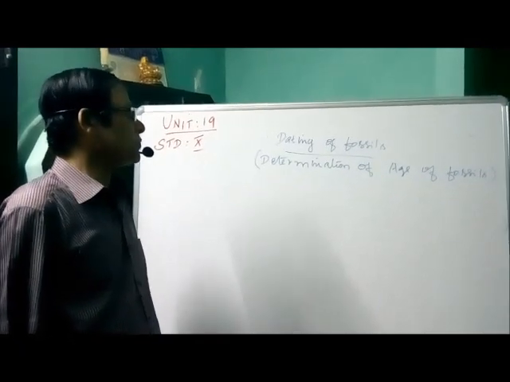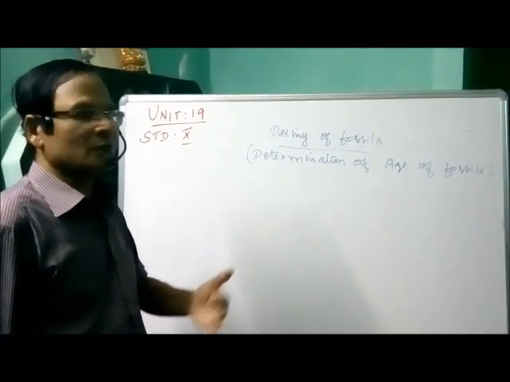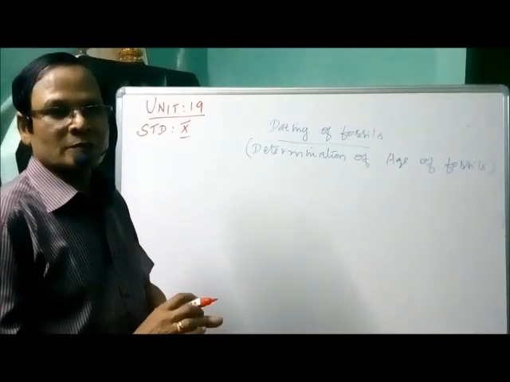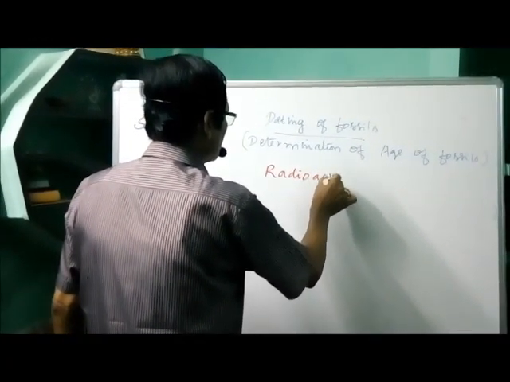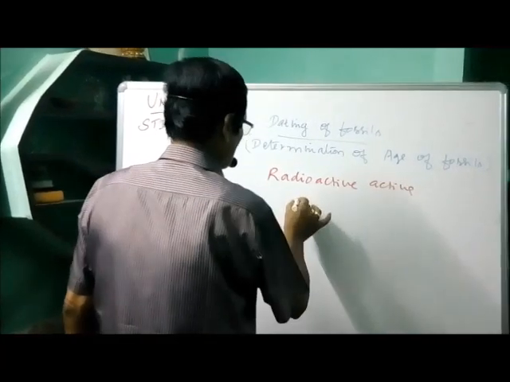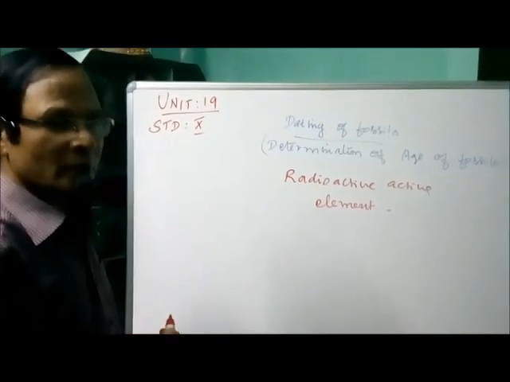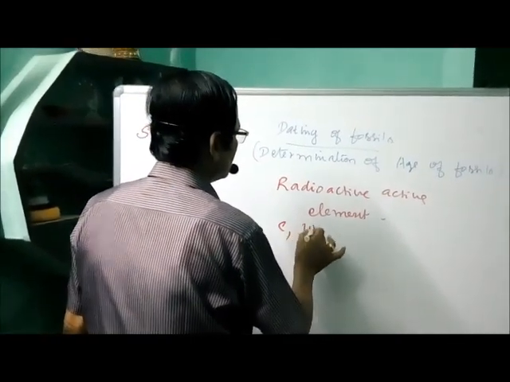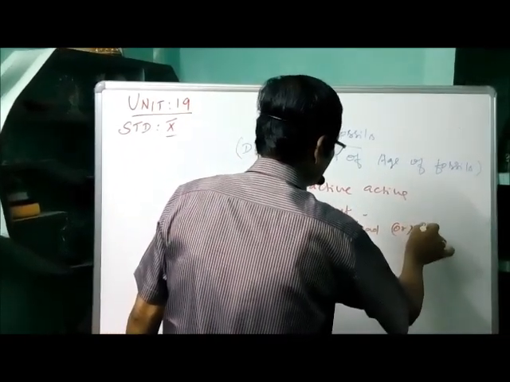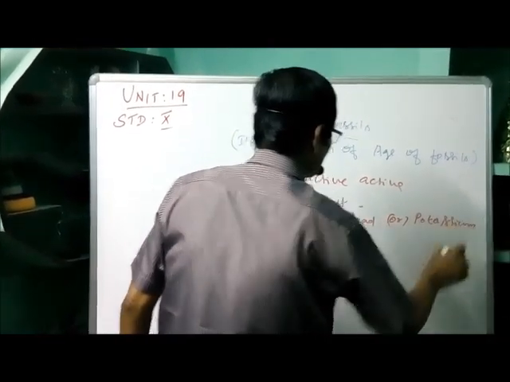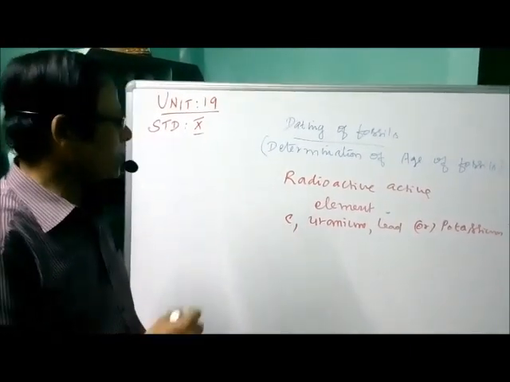The next part is dating of fossils, or determination of the age of fossils, that is, when the formation of fossils occurred. The age of the fossils can be determined by the presence of radioactive elements in them. The radioactive element present in the fossil may be carbon, uranium, lead, or potassium. By calculating the half-life period of the fossil's radioactive element, one can calculate the age of the fossils.